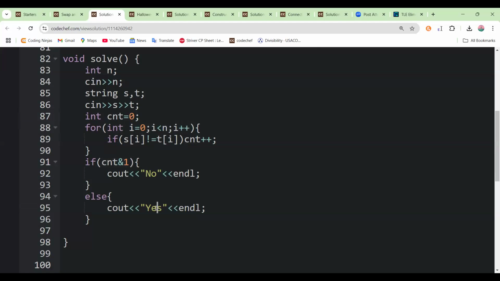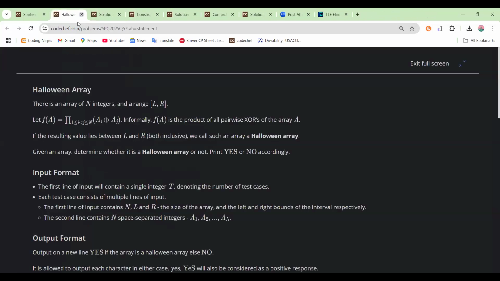Is the code clear? Yes? Any doubt, guys? Anyone? Any doubt? Clear? Great. So let's jump on to the next one.